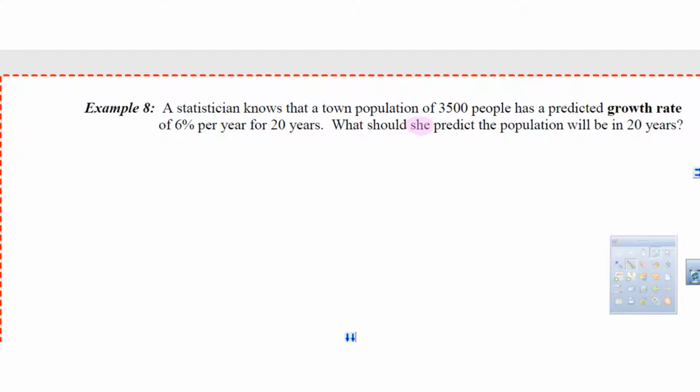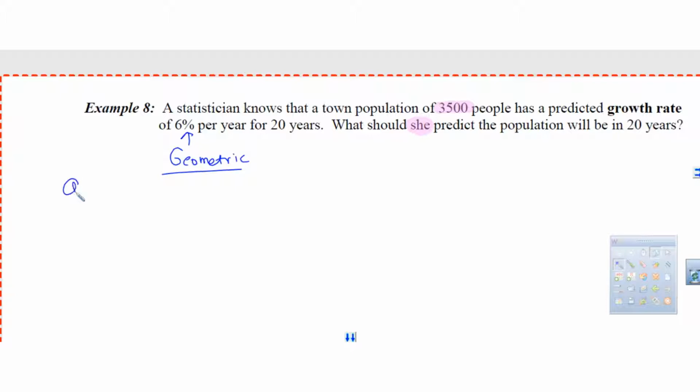Okay, this is important. If it's a percentage, then you know immediately that this is geometric. If they said something like, you have 3,500 people, and every year the town increases by 500 people, that's arithmetic, because you're adding the same number every time. This is a percentage, so it's geometric, okay? What will the population be in 20 years?